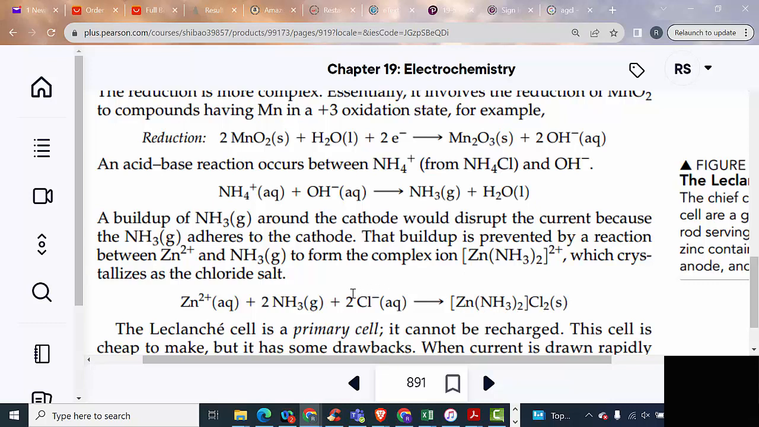Now they put all of it in one here. I would do it in 2 steps. First, I'd make the complex, and then I'd precipitate. So the first step is a Lewis acid-base reaction. The second step would be the precipitation.